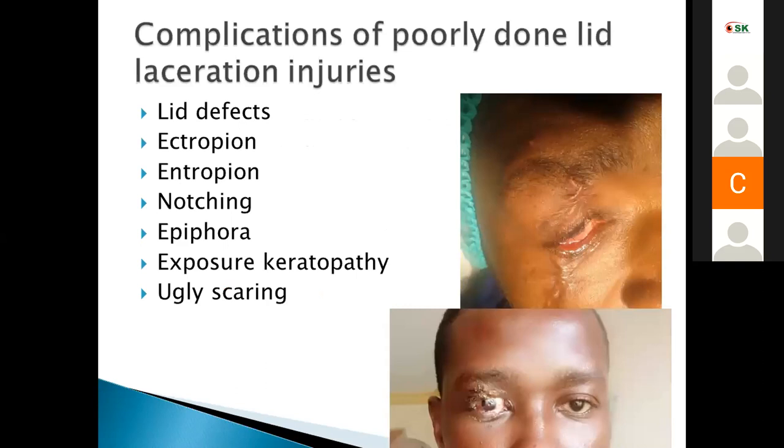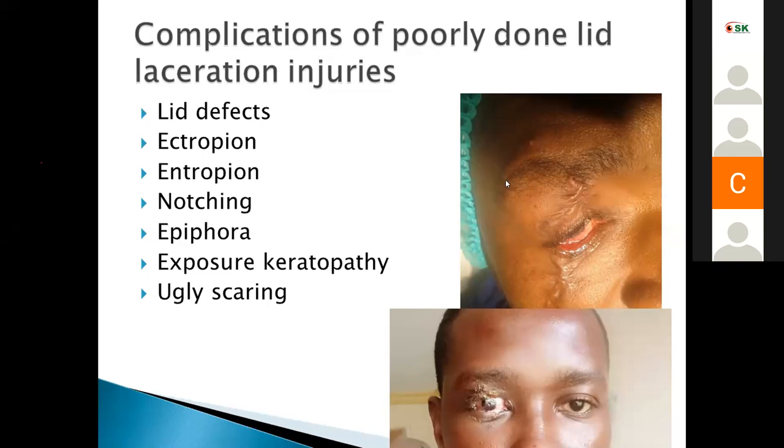The most important thing is we are trying to do all this to avoid complications that might arise. And the complications, as you have seen from this case, one of the worst ones is exposure from an eyelid defect. That can lead to exposure keratopathy, and if not handled early, the patient can lose the eye from that.